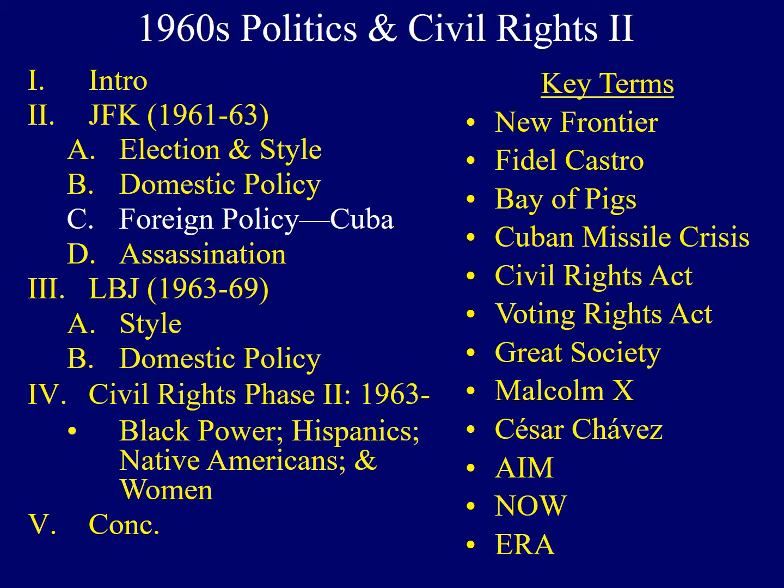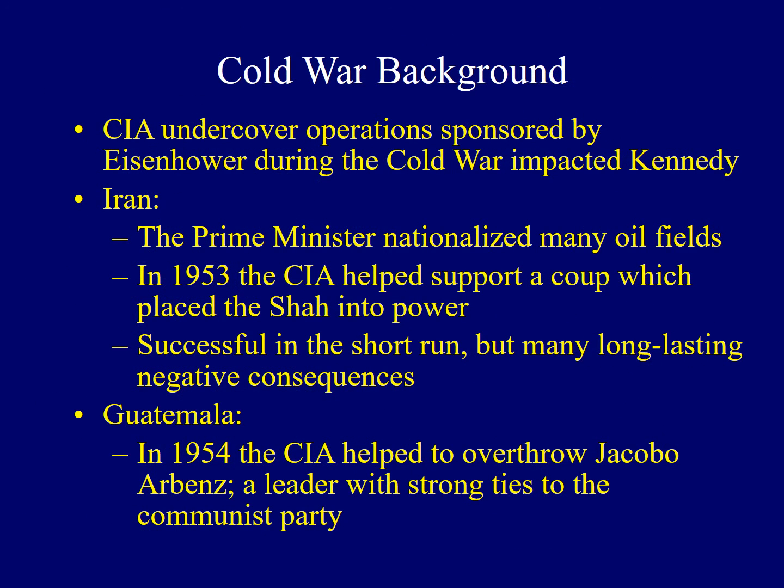Next, we'll explore some issues surrounding Kennedy's foreign policy, with a particular focus on United States relations with Cuba. We'll begin with some background information concerning CIA undercover operations which took place during the Cold War under President Eisenhower. The first was seen in the early 1950s when the Prime Minister of Iran began to nationalize the nation's oil fields. The CIA believed this might open Iran to Soviet influence.